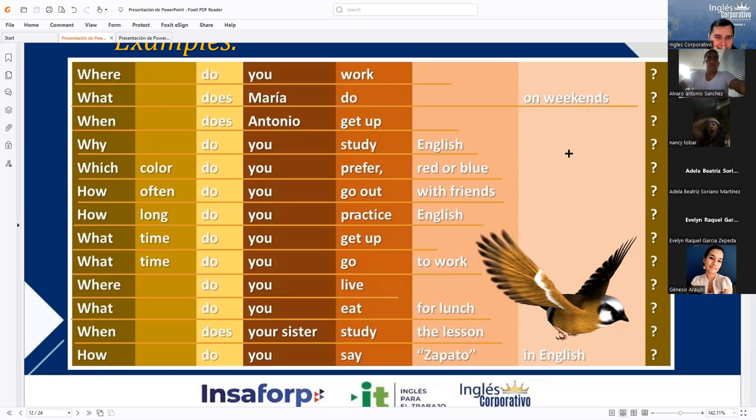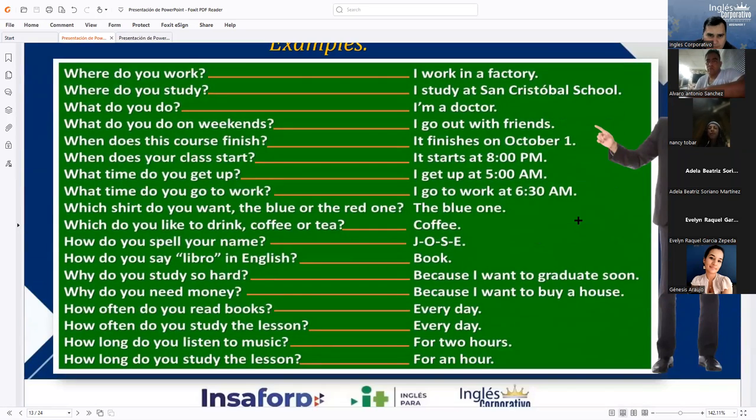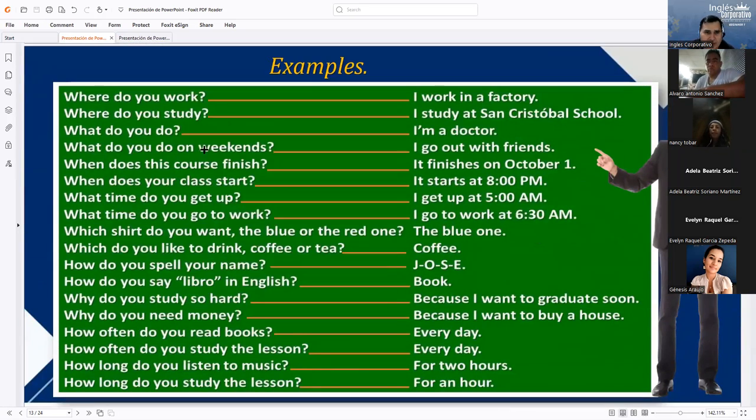Okay. When does your sister study the lesson? How do you say zapato in English? Can you say shoes? Shoes. Okay. We have the questions here and the answers. Where do you work? I work in a factory. Where do you study? I study at San Cristobal School. What do you do? I'm a doctor.